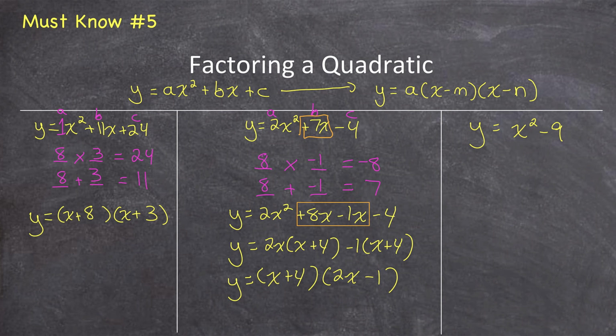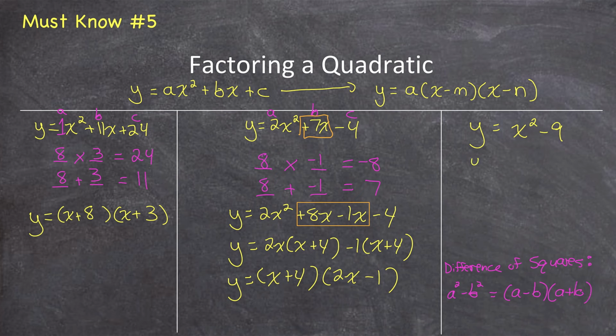And the last thing I want to show you is a common trick that will show up. And it's if we have a difference of two perfect square values. If we have that, there's a rule. It's called the difference of squares rule. If you have a squared minus b squared, it factors to a minus b times a plus b.